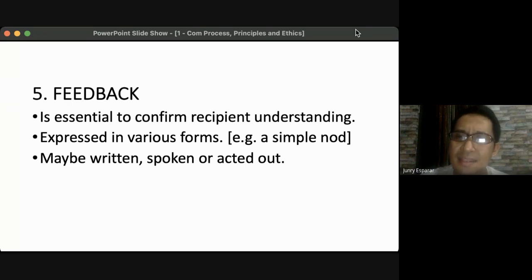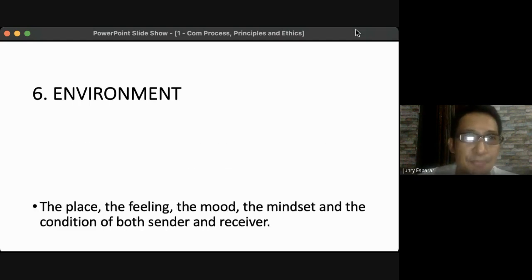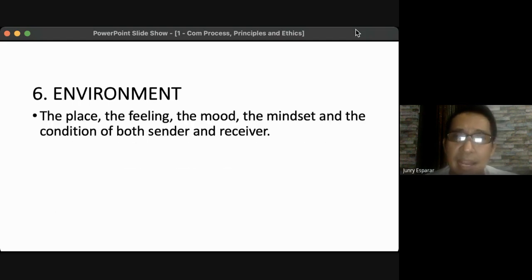And I think it's very important in communication, especially when we are working already, to ensure that excellence is achieved in everything that we do. It's to get feedback. So feedback is very important. The sixth component is environment. The place, the feeling, the mood, the mindset, and the condition of both sender and receiver.